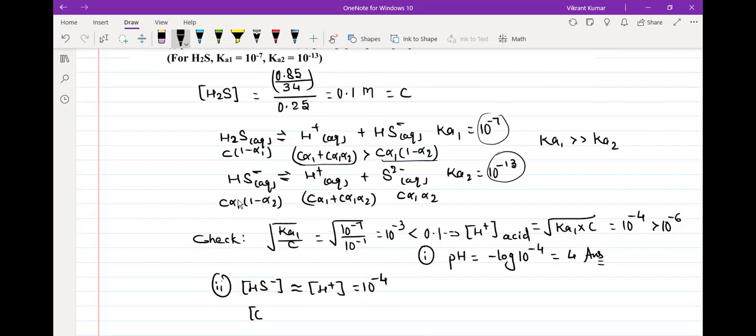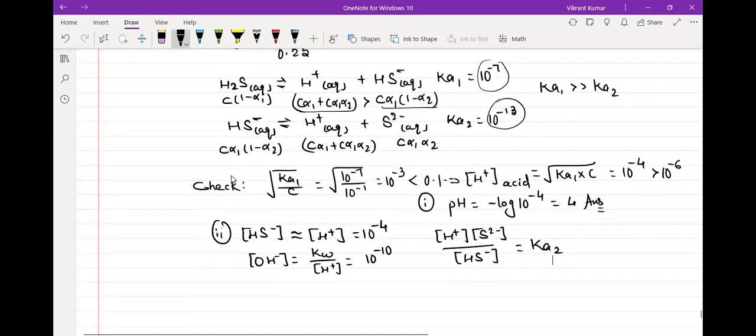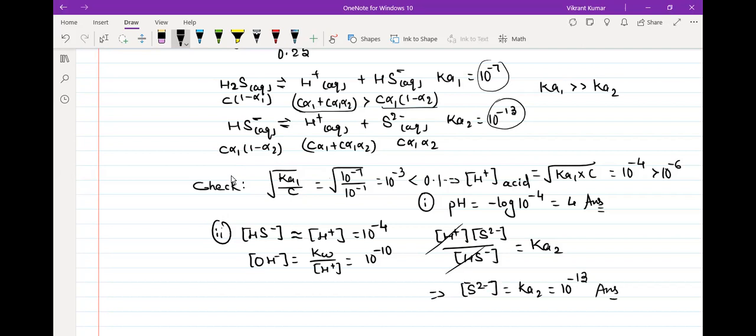If I am talking about OH minus, that was simply Kw by H plus, and that's why it will become 10 raised to minus 10. Now, if I am talking about S2 minus, that is sulfide, we can write H plus into sulfide upon HS minus is equal to K2, and then we know that these two are equal, so sulfide is simply K2, which is given as 10 raised to minus 13. These are the answers for anionic concentration.